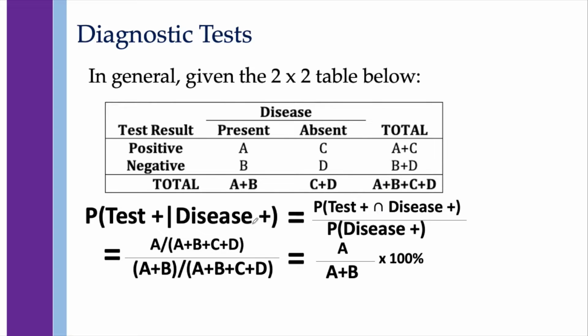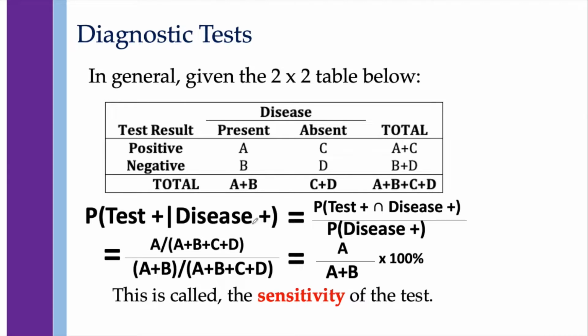We may multiply that by 100%. That is called the sensitivity of the test. It's the ability of the test to correctly diagnose those who really have the disease. Or in other words, it's the accuracy of the test in giving out positive results.